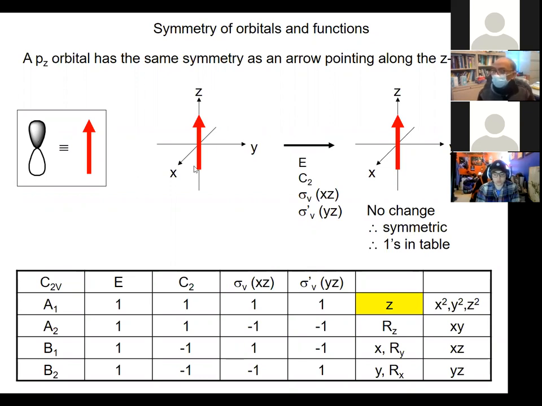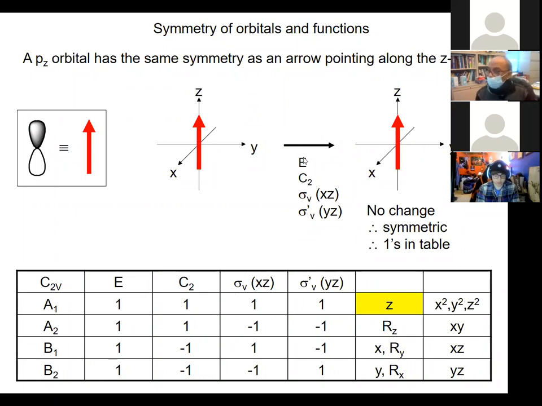So now I'm going to apply all 4 symmetry operations on this arrow to see what happens to it. There are only 2 possibilities. One possibility is that the arrow stays exactly the way it is, or it changes its direction. If it stays the same, the character value is 1. If it changes the direction, the character value will be -1. So there are 4 different symmetry operations here, E, C2, sigma V, and sigma V prime.